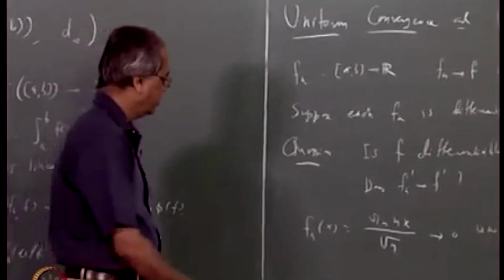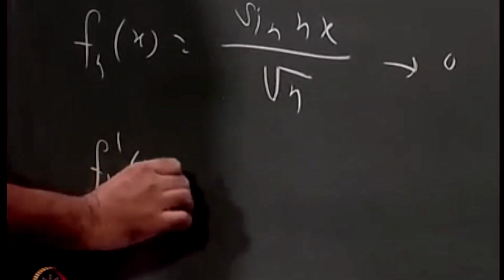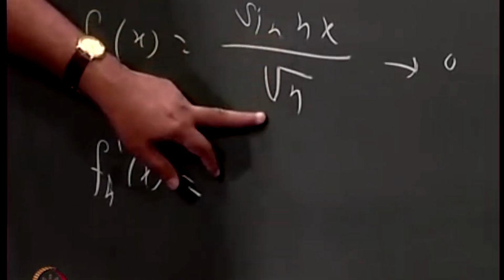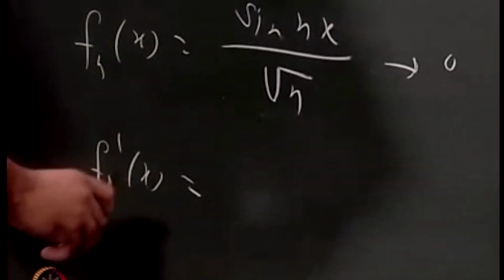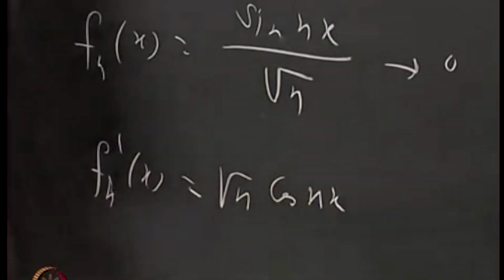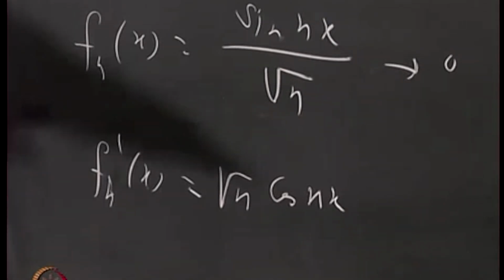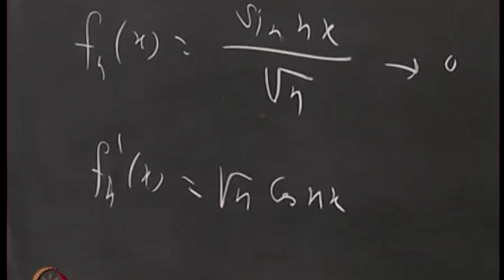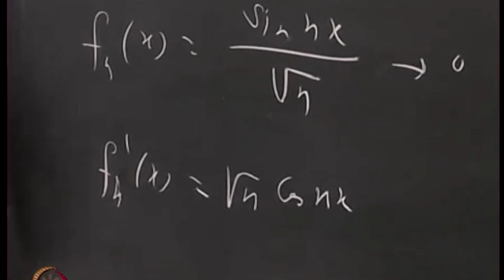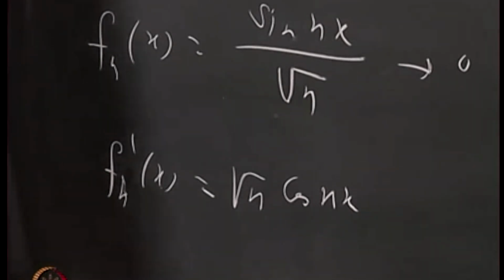But what about fn prime(x)? That will be n cos nx divided by root n, right? So that will be root n cos nx, and you can see that this becomes unbounded. Even if you take x equal to 0, this sequence will be simply root n. So this is not a convergent sequence at all. So as far as the derivatives are concerned, things are somewhat bad. Even with uniform convergence you cannot assure various things.